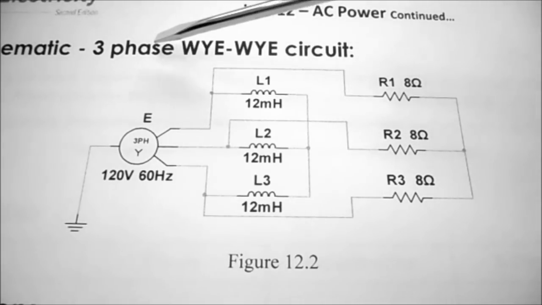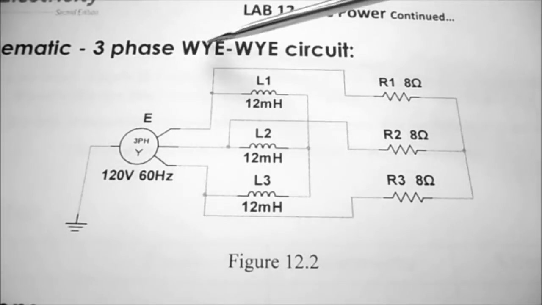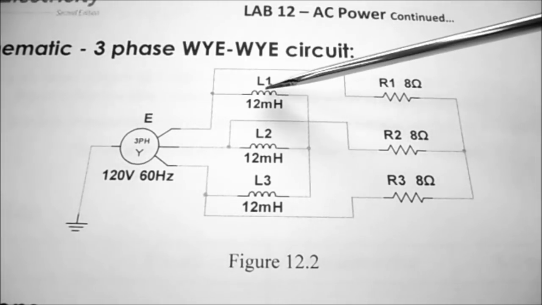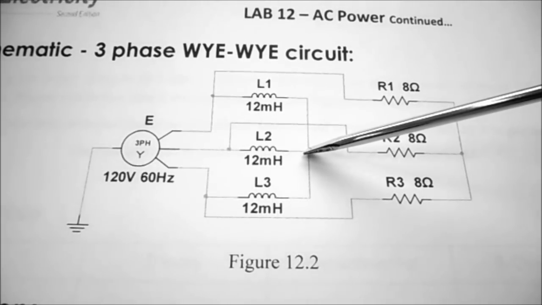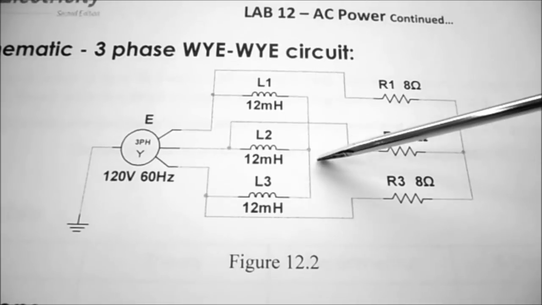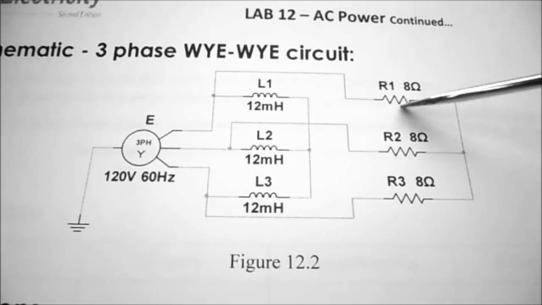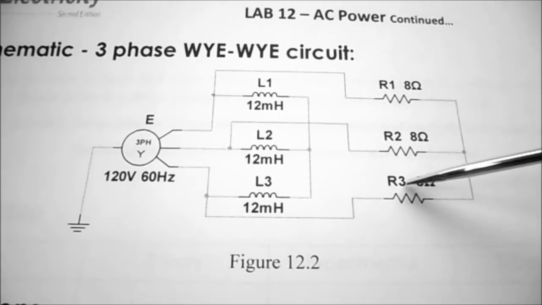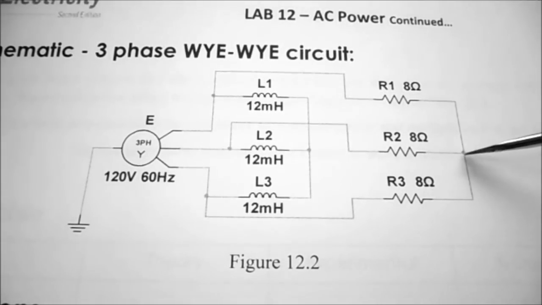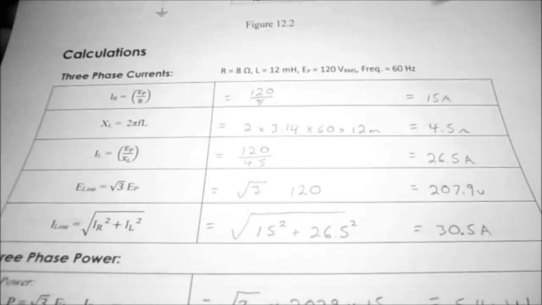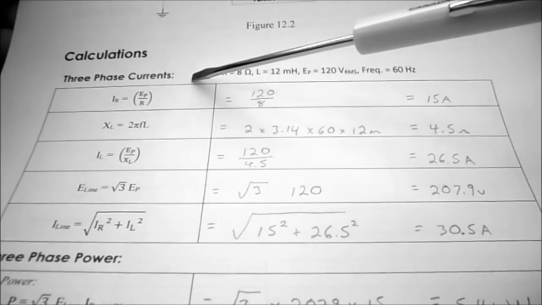So this is our circuit of figure 12.2. It's a three-phase YY circuit, and you can see our inductors come together at a common point. We're not bothering with a neutral line because they're identical and will be a balanced load. Our three resistors are identical, coming together at a common point, and because they're identical, we do not need a neutral line. I have given you the calculations for the three-phase currents.